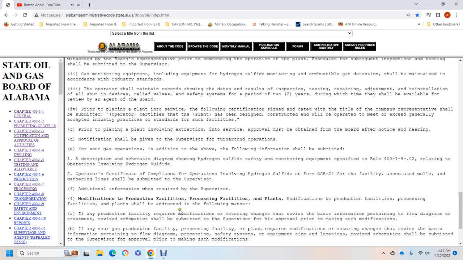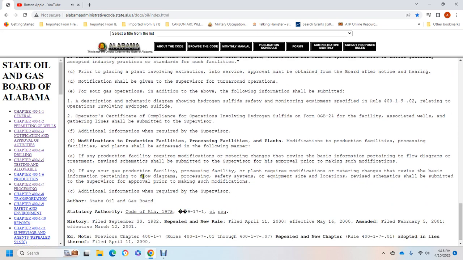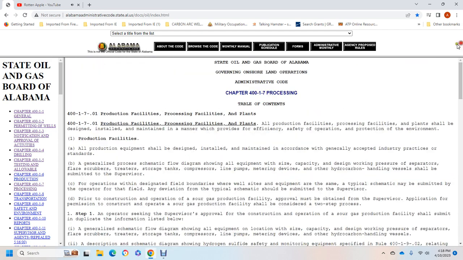Any production facility requiring modification to metering, with the basic information pertaining to the flow diagrams and treatment, with the revised schedule, shall be submitted to the supervisor for his approval prior to making such modifications. If any sour gas production facility, processing facility or plant requires modification to metering, the revised basic information pertaining to the flow diagrams, the safety system, the equipment, the size and the location, and a revised schematic shall be submitted. Supervisor approval is required prior to making such modifications. Additional information may be required by the supervisor. And that was Chapter 400-107, the processing.